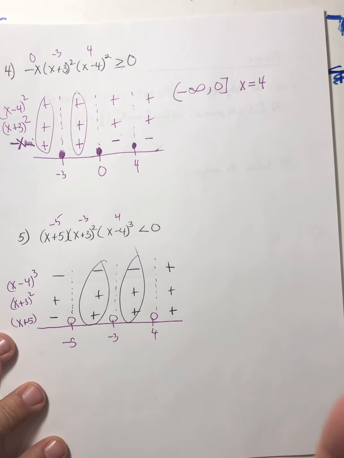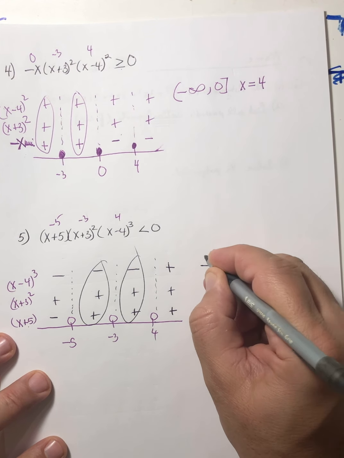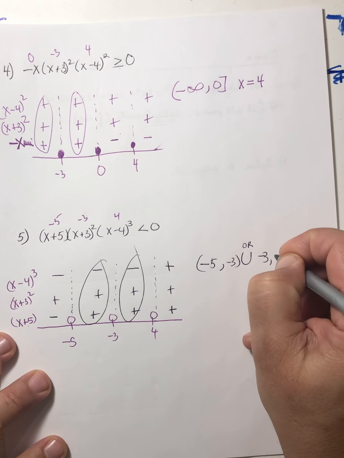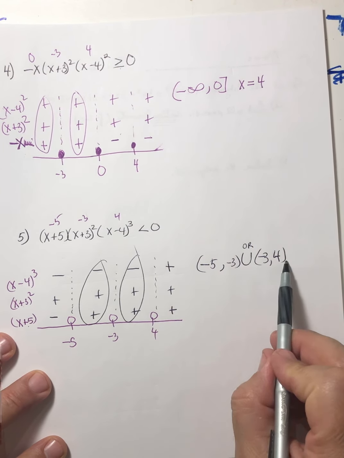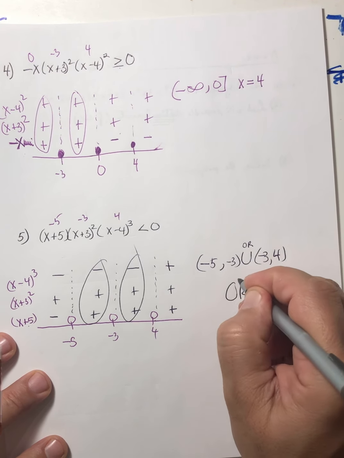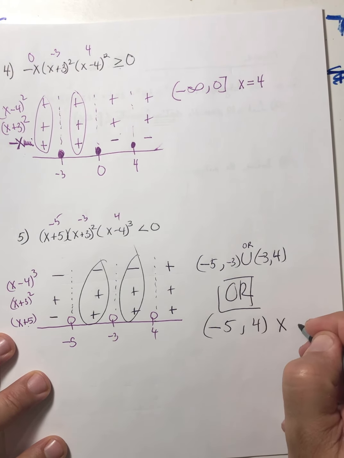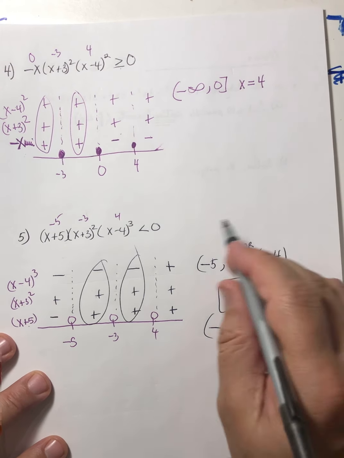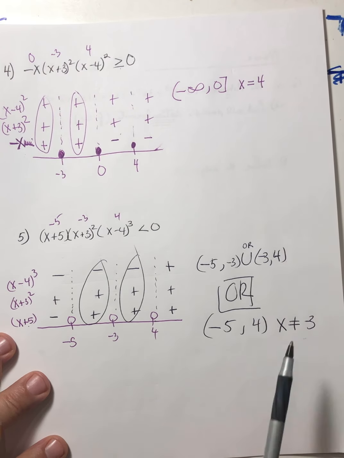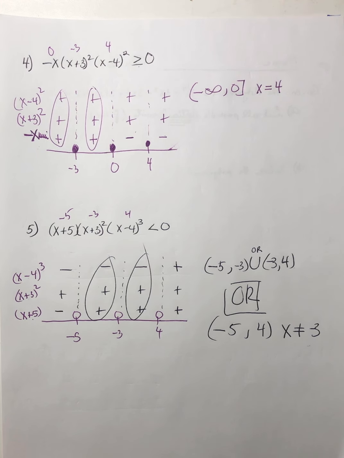So there's 2 ways of writing this out. We can go negative 5 to negative 3, union, or the word or, negative 3 to positive 4. Notice I'm using parentheses because they're open circles. Or we can say negative 5 to 4, and then just remember to say x cannot be negative 3. Either way, they're both correct. Close your eyes, pick your favorite one. All right, we just did a whole bunch of polynomial inequalities.